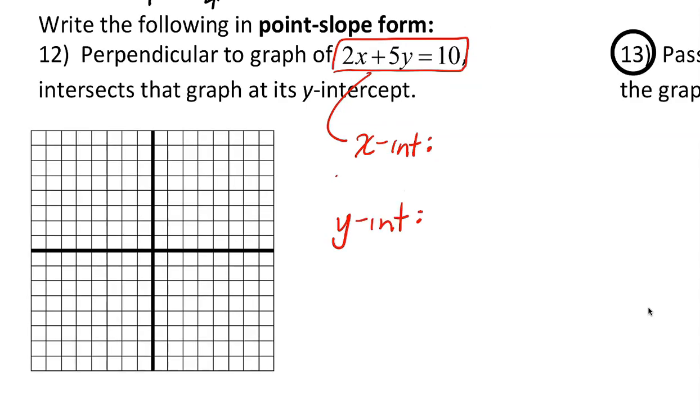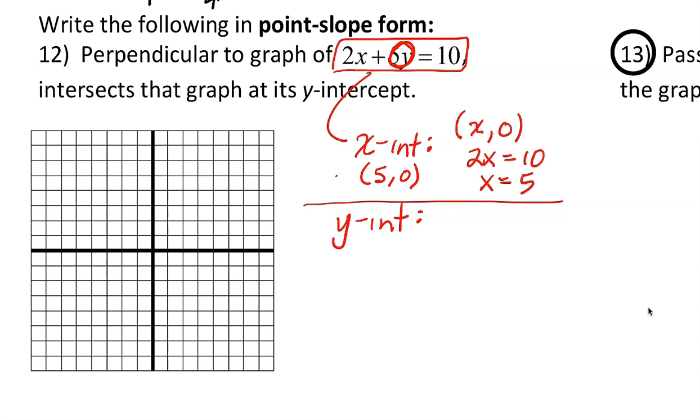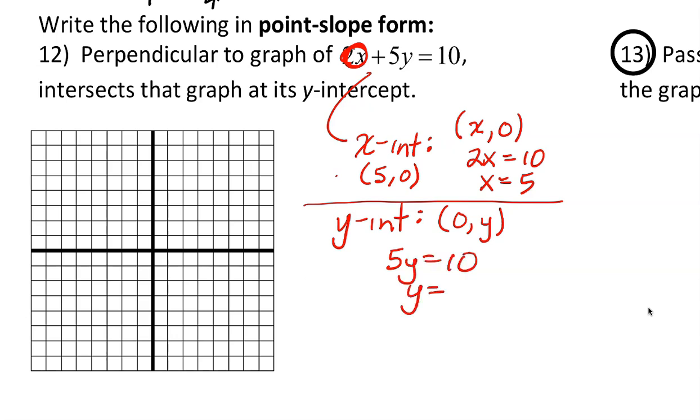The x-intercept is: what is x when y is 0? If I plug 0 into this, I would get 2x equals 10, so x is 5. So the x-intercept is 5, 0. The y-intercept is the coordinate 0, y. If I plug 0 in for x, I would get 5y equals 10, so y is 2. That means the y-intercept is 0, 2.